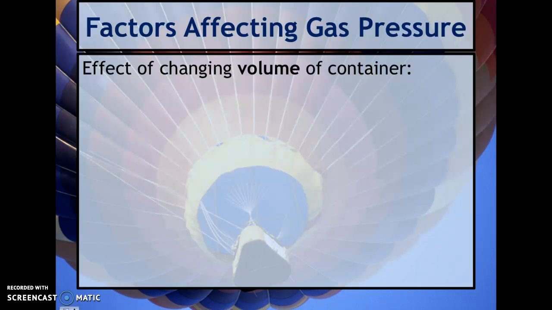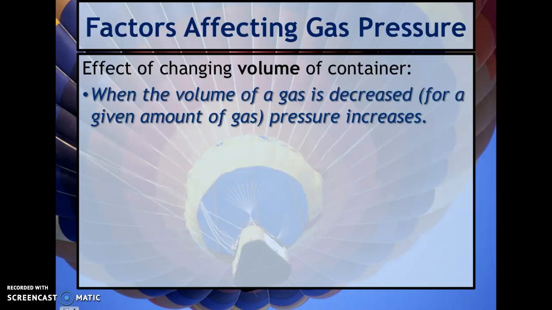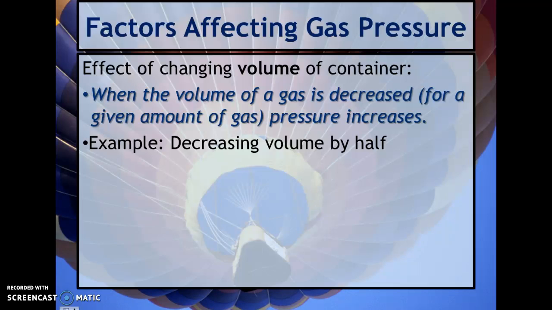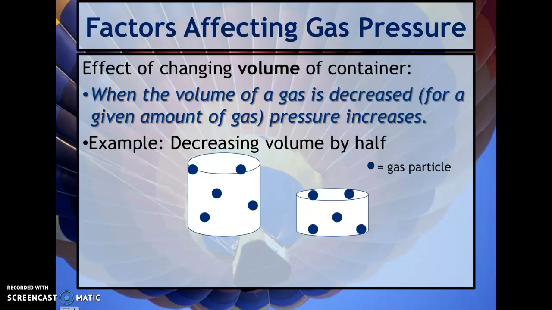Let's look at the effect of changing the volume of the container of gas. When the volume of a gas is decreased, for a given amount of gas, pressure increases. Here's an example: decreasing the volume of the container by half. If you'll notice, in both containers, both the one on the left and the right, there are 5 particles of gas. But take a look at what's happened to the second container. Its size has been decreased by 1/2. Therefore, its volume has decreased by 1/2. What do you think will happen to the pressure?